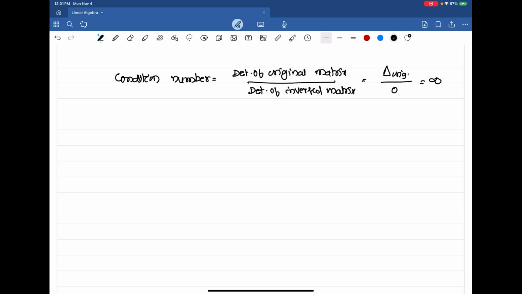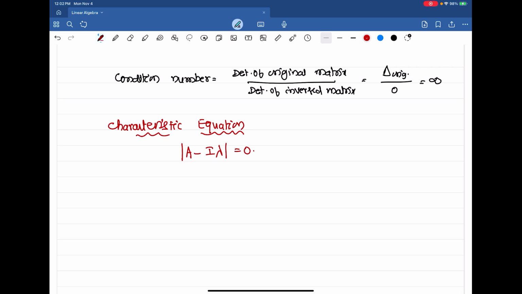Now, let's go for the characteristic equation. As I told you, the characteristic equation is nothing but the equation derived from the determinant of A minus I lambda that is equal to 0. From lecture 4, if you refer, I have explained the meaning of this A minus I lambda.